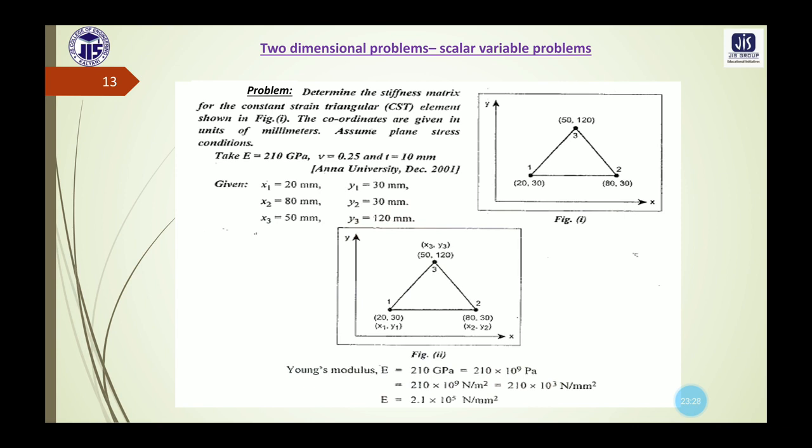Let us discuss the next numerical. What is given here is that we need to determine the stiffness matrix for the constant strain triangular element, which is shown in figure 1. The coordinates are given in units of millimeters. Now we need to assume plane stress conditions. It is given, take E equals 210 GPa, nu equals 0.25 and t equals 10 millimeter.